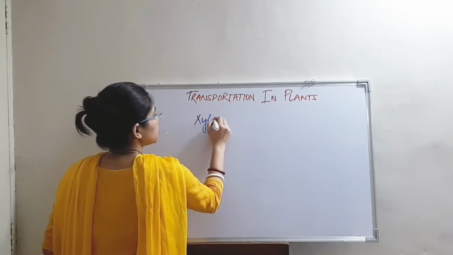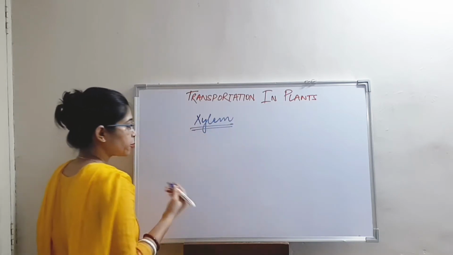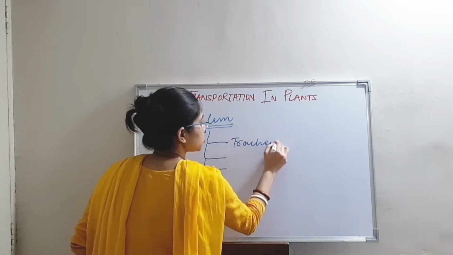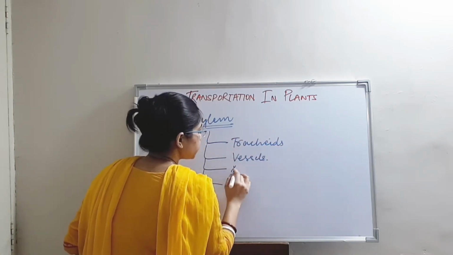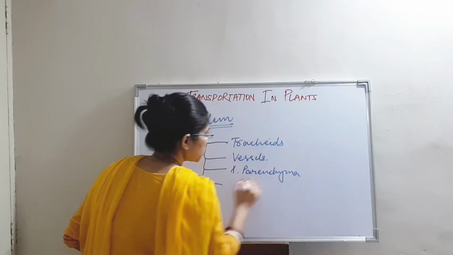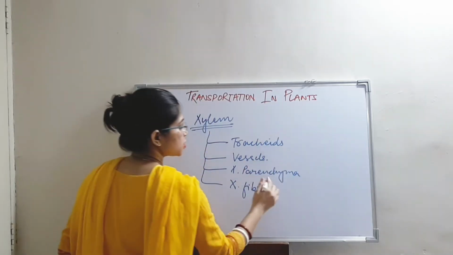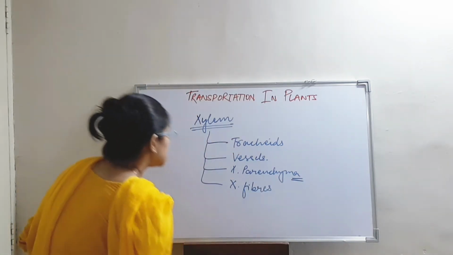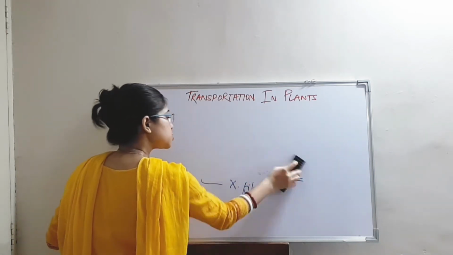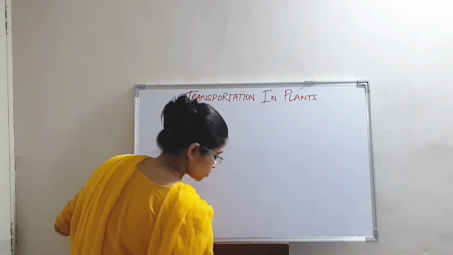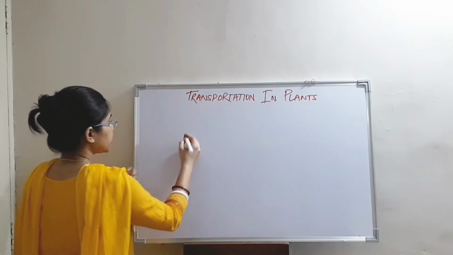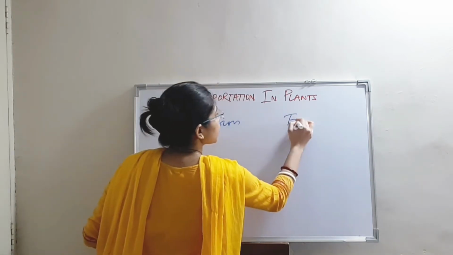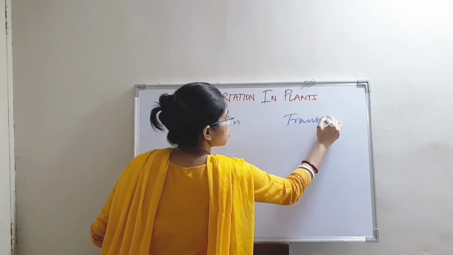In 9th standard, we discussed the components of xylem. There are four components: tracheids, vessels, xylem parenchyma and xylem fibers. Among these, xylem parenchyma is living, all others are dead. So, we will see what are the processes involved in transportation of water and minerals. First of all, diffusion and transpiration processes take place.